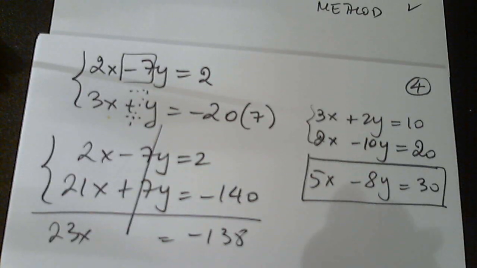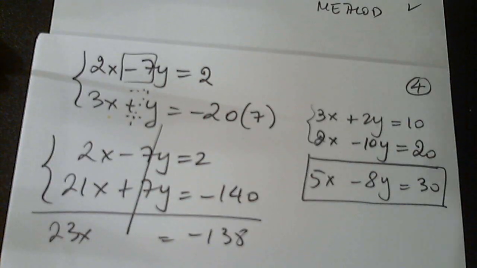Okay, so when I divide, I get x equals negative 6. Is that correct? What am I getting? Can anyone divide for me? 138? It's negative 6. Okay, perfect. Good. Is this good? Yes, but not good enough.